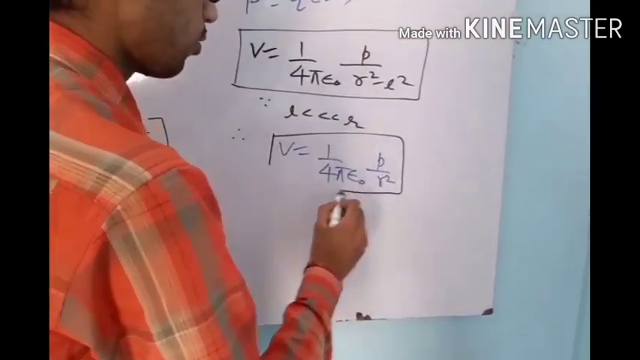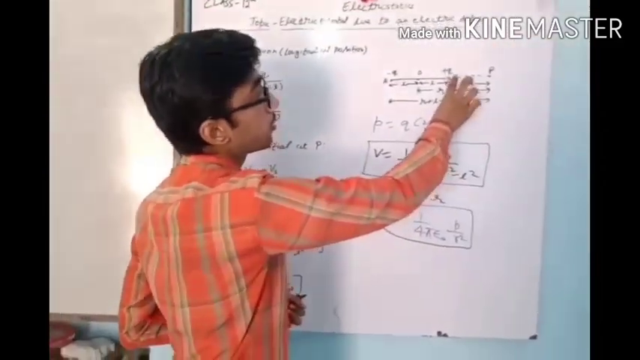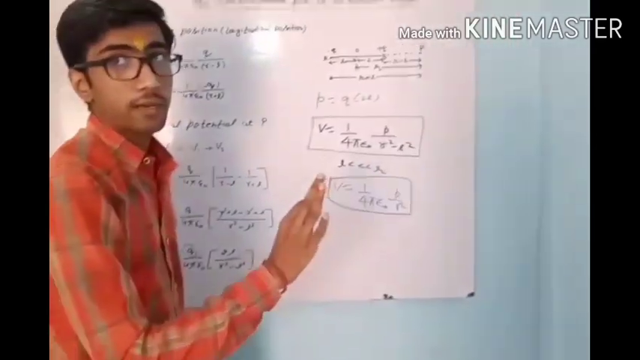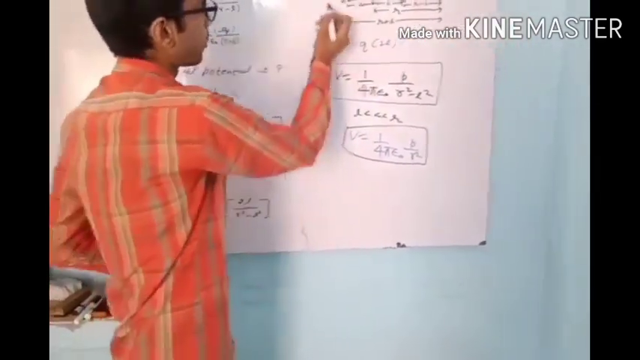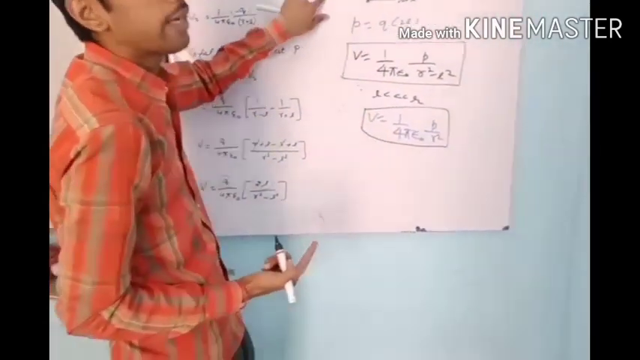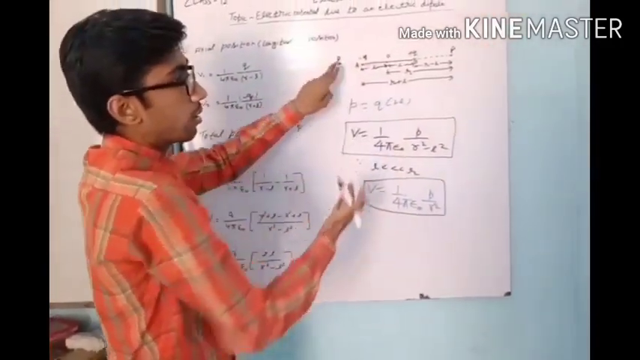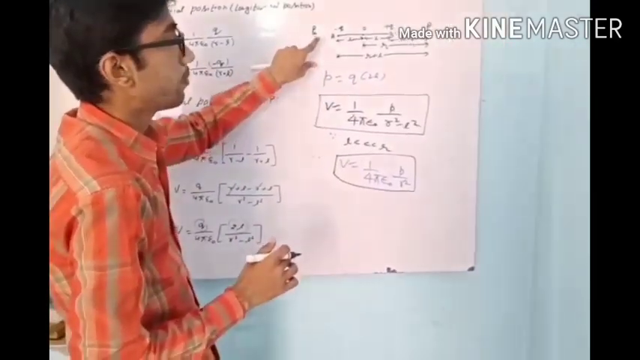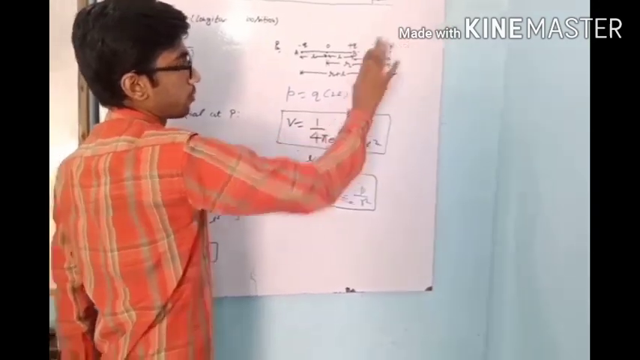You should note that I have chosen my point near the positive charge, so my potential is positive. If I choose my point near the negative charge, means here, then the potential will be negative, because it is near the negative charge, so the negative potential will be higher in magnitude and will dominate. But here, positive potential will dominate.